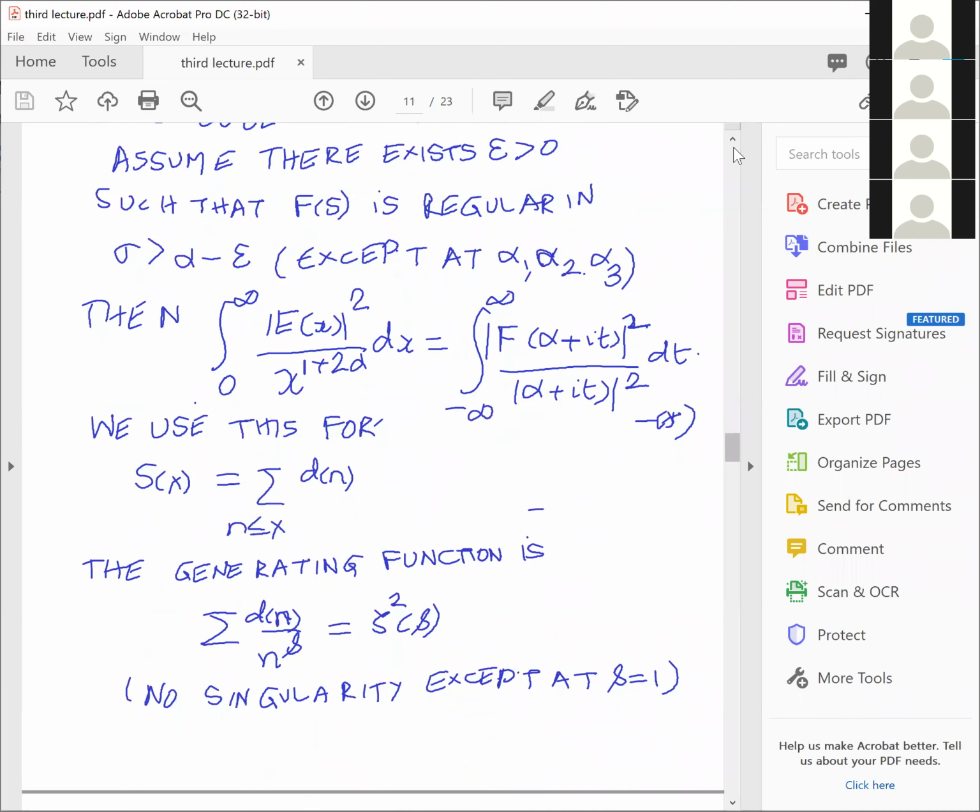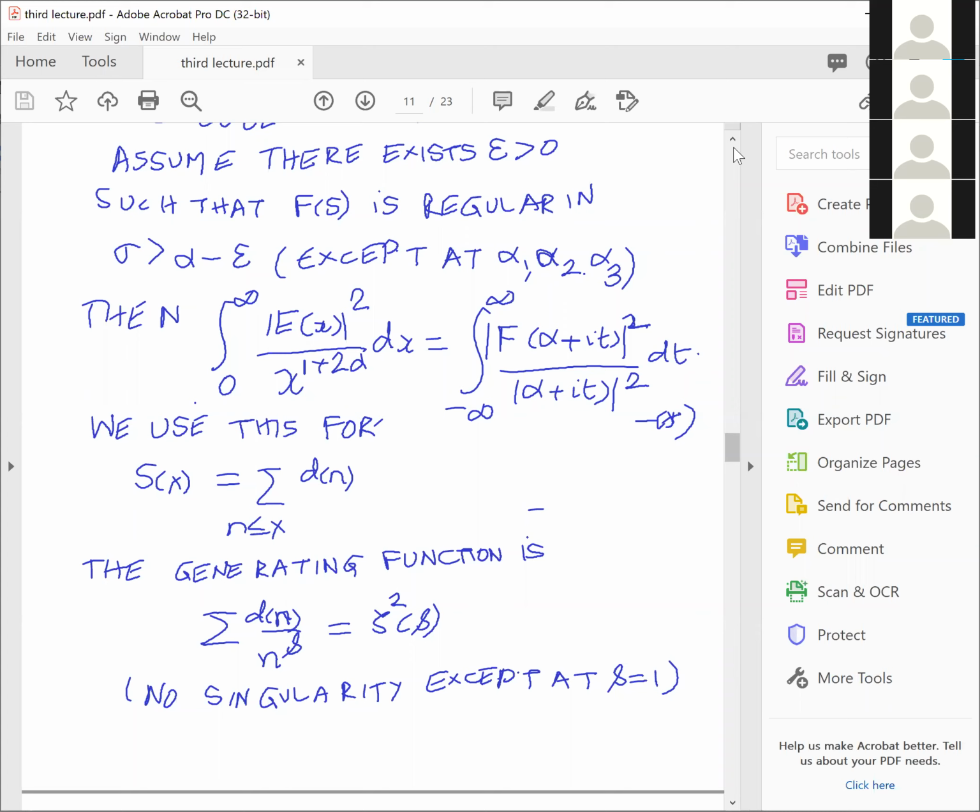The application which I want to give is for the summatory function of d of n, let us call it S of x. Let us assume that I want to get an omega result for the summation of d of n. The generating function, summation d of n by n power s, is equal to zeta squared of s. And you see, there is no singularity for zeta squared of s except at s equal to 1, and s equal to 1 gives you the main term, whatever it is. Which means I cannot use Landau's theorem at all, because the function has no other singularity. Landau's theorem is completely useless for this particular function.